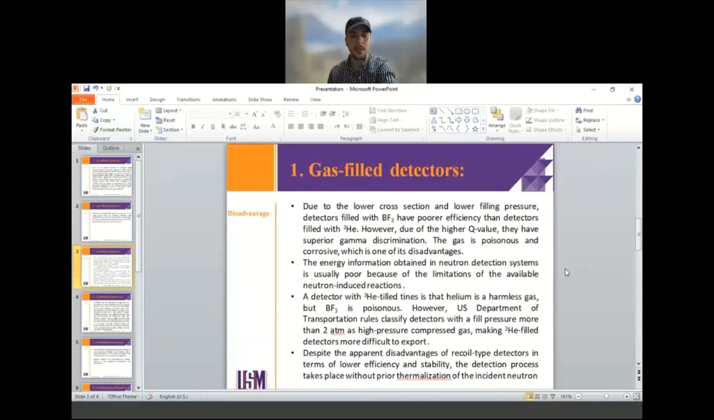In the last, there is the apparent disadvantage of recoil type detectors in terms of lower efficiency and stability, as the detection process takes place without prior thermalization of the incident neutron.